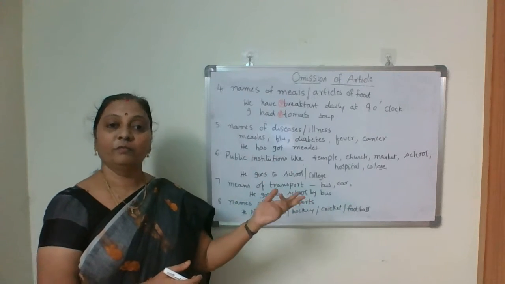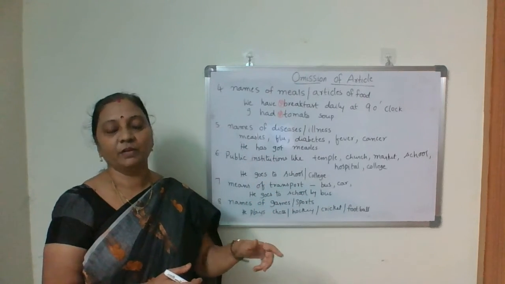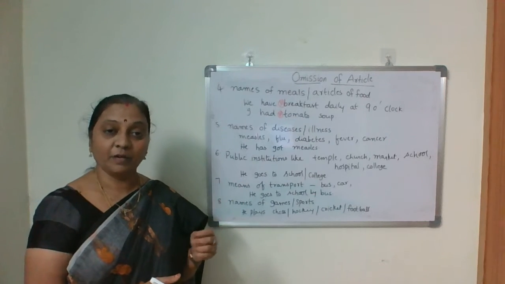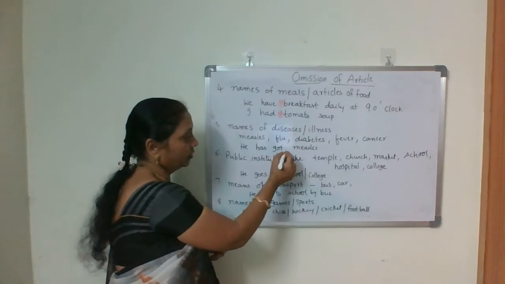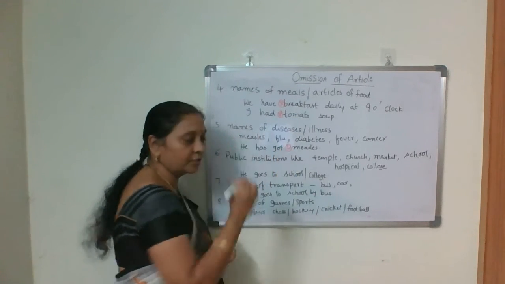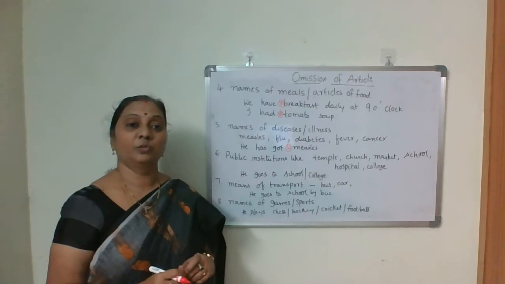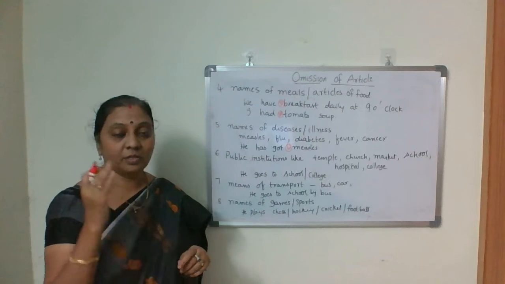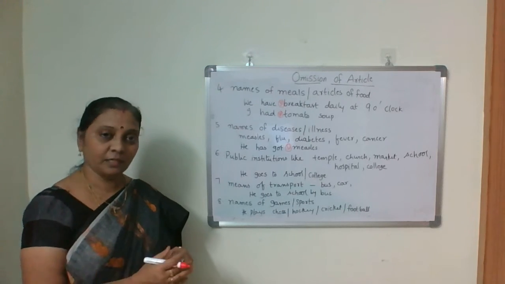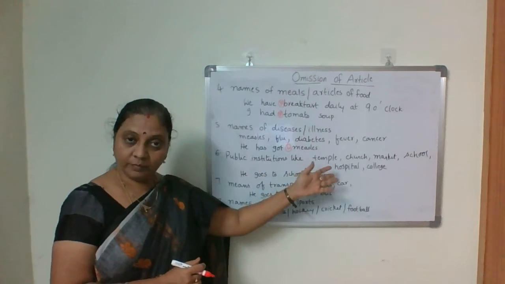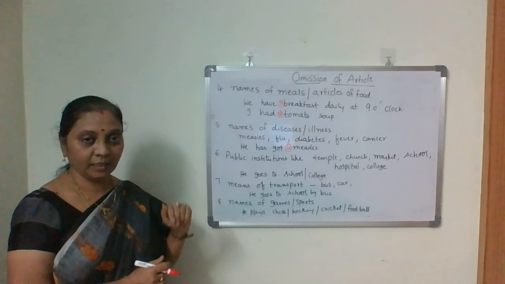He has got fever. He is suffering from fever. We don't say he is suffering from the fever, isn't it? So before diseases also, no article is required. Then public institutions like temple, church, school, college, hospital. So no article is required.